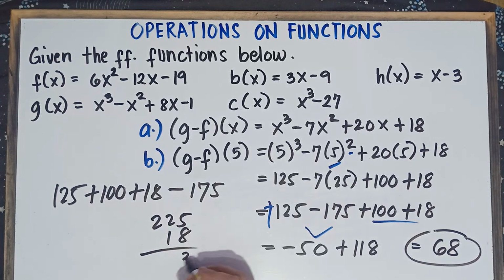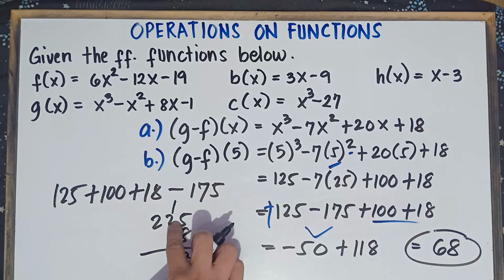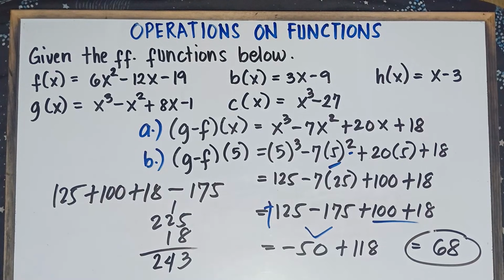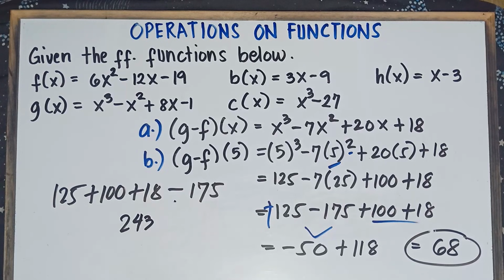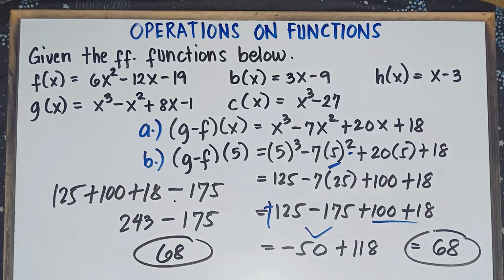225 plus 18: 8 plus 5 is 13, so 3, carry 1. 1 plus 2 is 3, plus 1 is 4. Bring down, 243. And then minus 175. The answer, class, would be positive 68. You will have the same answer, class. It's up to you which you prefer, the first solution or this one. That's it, class, all set with regards to letter B.